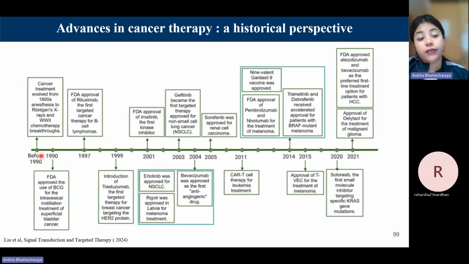In the early 90s, or even before that, cancer treatment majorly involved X-rays and chemotherapy. Following that, you can see BCG, which is something you must be familiar with. It's a vaccine which is used. That was approved for intravesicular installation for superficial bladder cancer. This is not really a separate topic, so I haven't put it as part of the course outline, but this is a concept you should be familiar with.